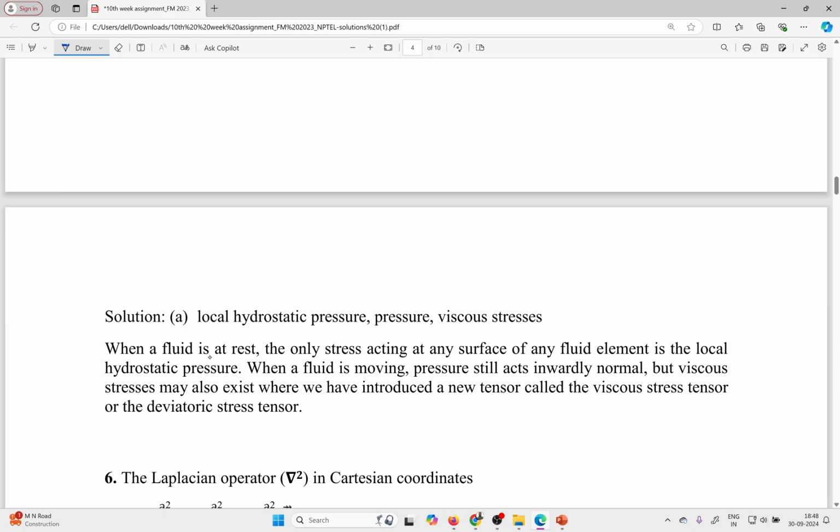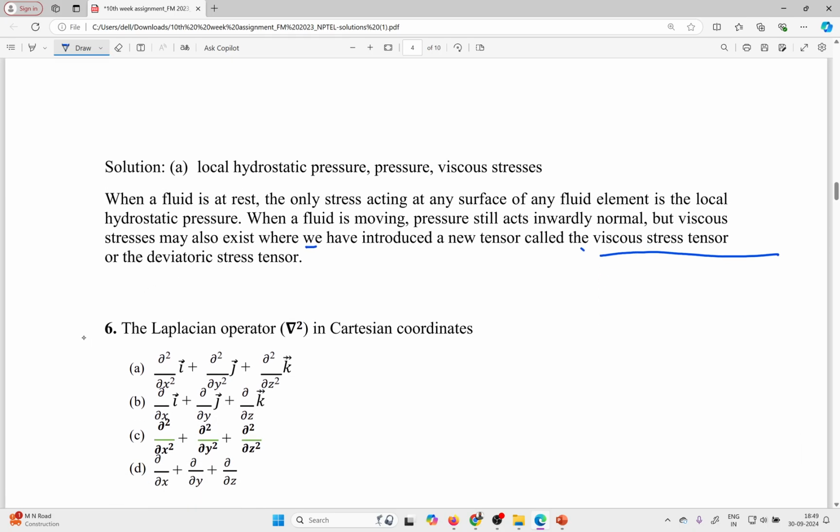Hope you got it. When a fluid is at rest, the only stress acting at any surface of any fluid element is the local hydrostatic pressure. When a fluid is moving, the pressure still acts inwardly normal, but viscous stress may also exist, where we have introduced a new tensor called the viscous stress tensor or the deviatoric stress tensor. Remember, please.